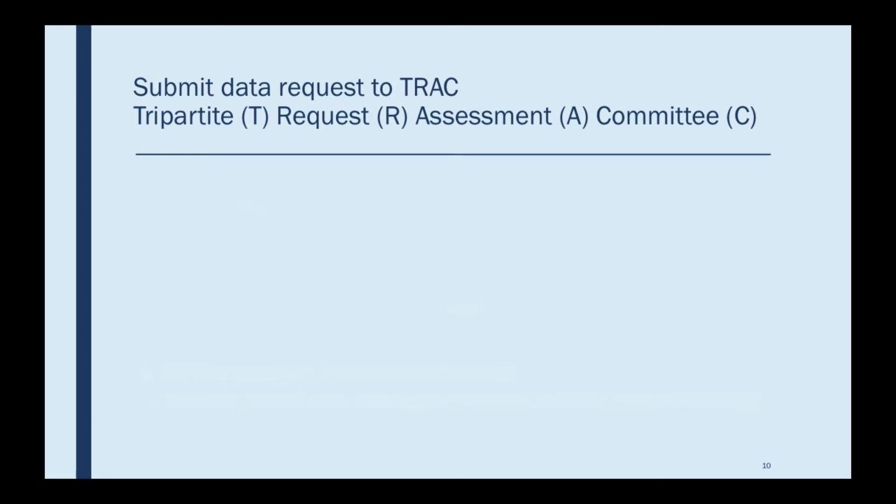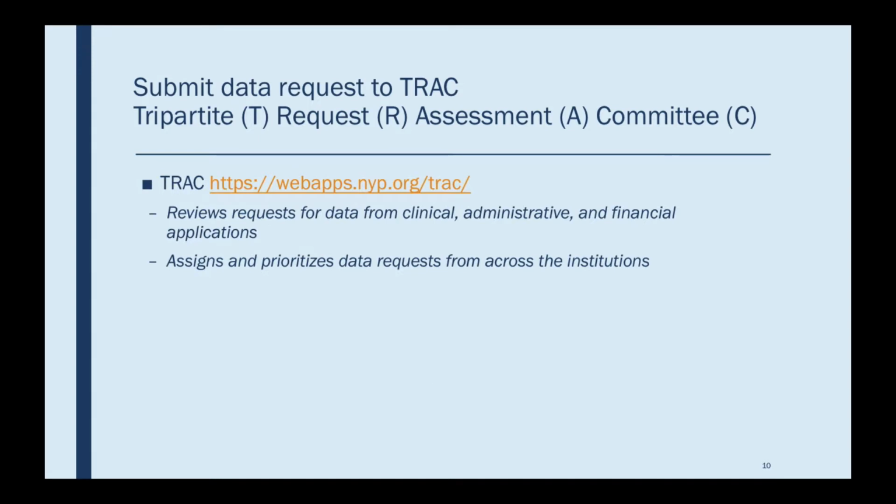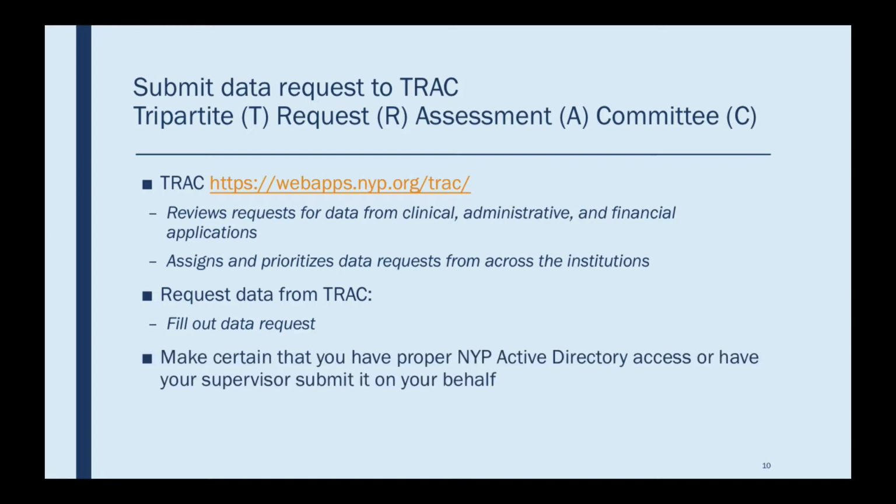How do you go about composing a data request and then submitting to NYP? Well, there is the track committee that reviews all requests for data. They prioritize requests and assign the requests to various staff members. What you do is fill out a data request form and submit it to the track committee. In order to access this form online, you need proper NYP Active Directory access. That is, you must have access to the hospital clinical applications, such as the EHR or the CUMC Infonet. If you don't, then your advisor must submit the form for you.